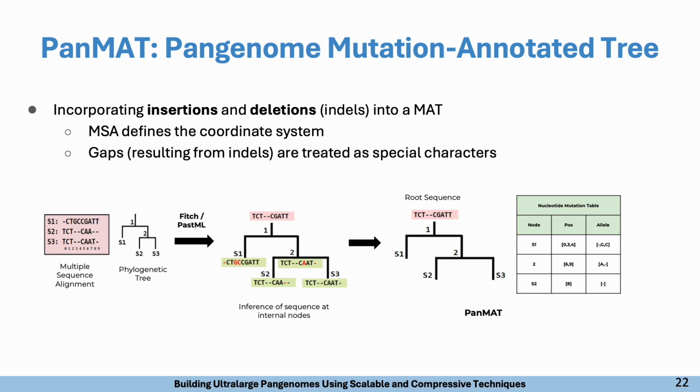First, indels are added to MAT, and we call this format PanMAT, which stands for Pangenome Mutation-Annotated Tree. We achieve this by using a multiple sequence alignment as input and considering gaps as a special character. An ancestral reconstruction algorithm is used to infer the root sequence and mutations. Hence, the multiple sequence alignment defines the coordinate system and overcomes the issue of reference bias that MAT has. Finally, PanMAT stores the phylogeny, mutations, and the root sequence.